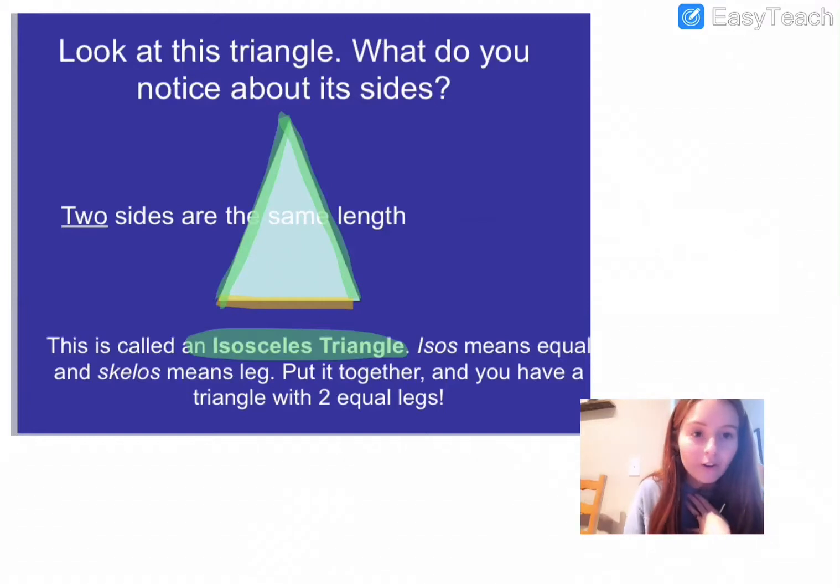I do not know much about these root words, but Mrs. Phillips might be able to fill you in. It says isos means equal, and skelos means leg. Put it together and you have a triangle with two equal legs. So if that helps you, great.